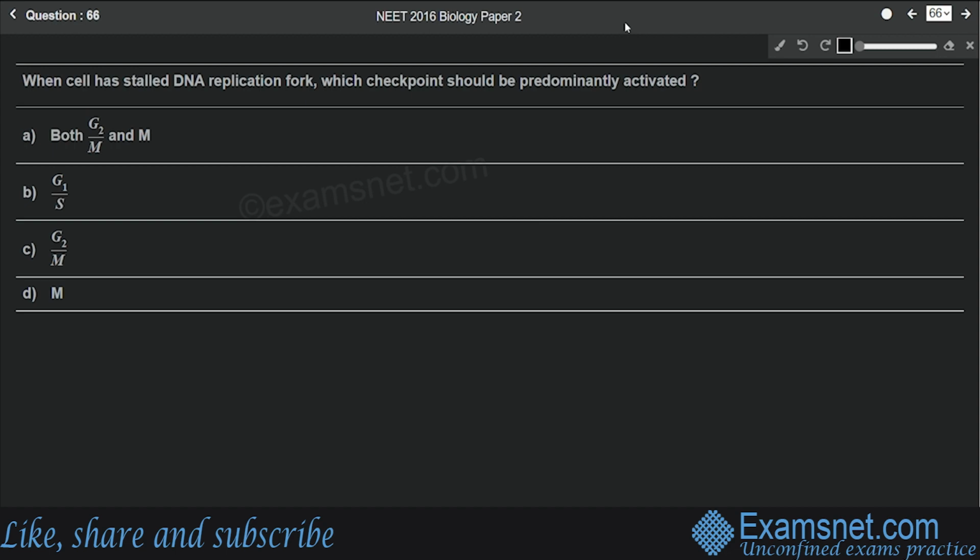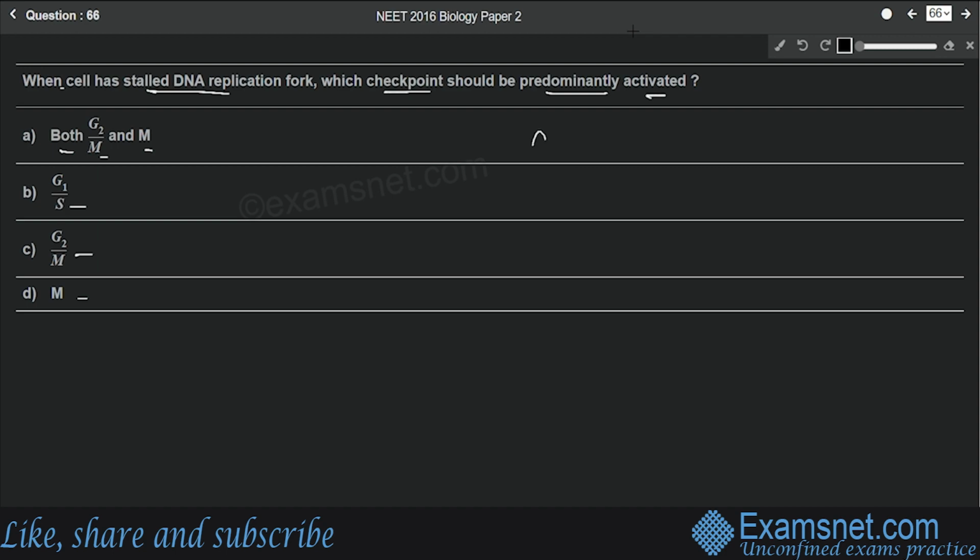Question number 66 is from the chapter Cell Cycle and Cell Division, and the question is, when a cell has stalled DNA replication fork, which checkpoint should be predominantly activated? Option A, both G2M and M. Option B, G1S. Option C, G2M. And option D, M.